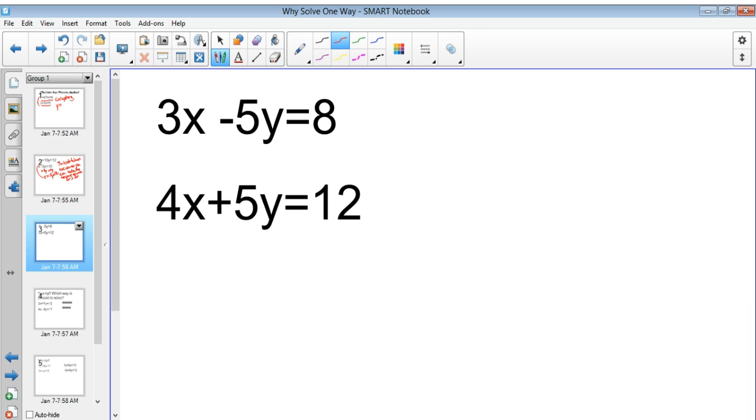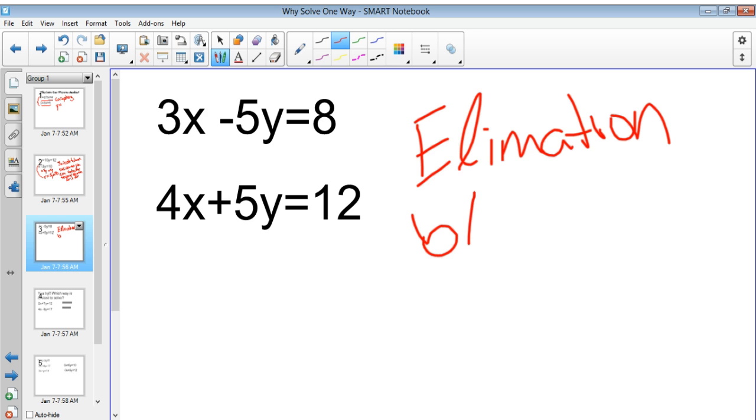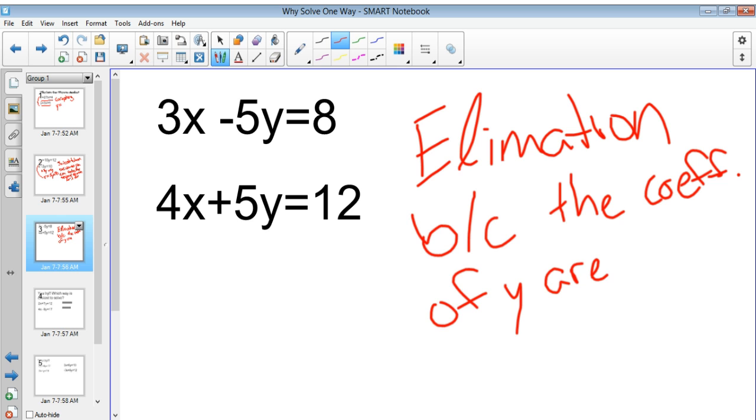With this one, the easiest way here is I'm going to have elimination. And I'm going to use B/C for shorthand. Elimination, and when I ask you to do this, don't use B/C. Actually write out the word because, but I have limited board space. So elimination because the coefficients of y are opposites and will cancel out.